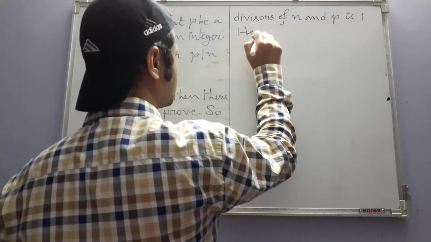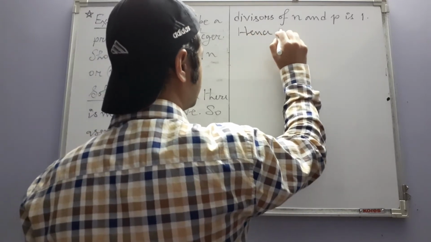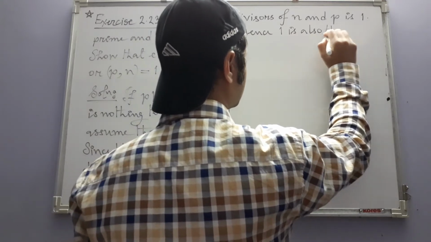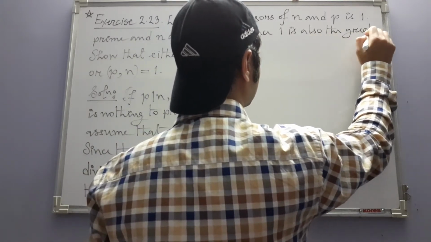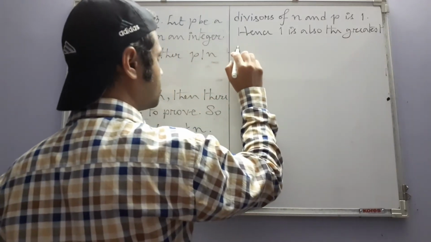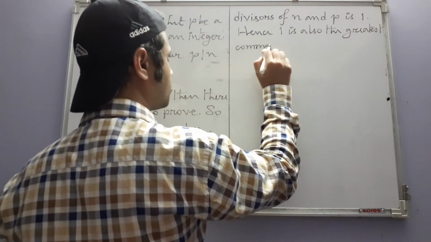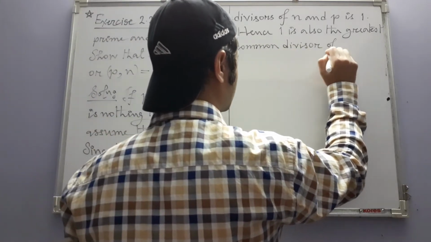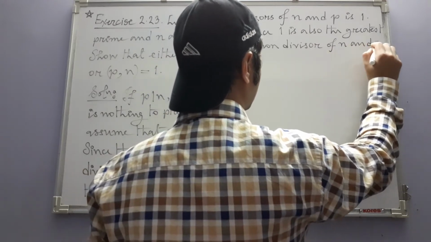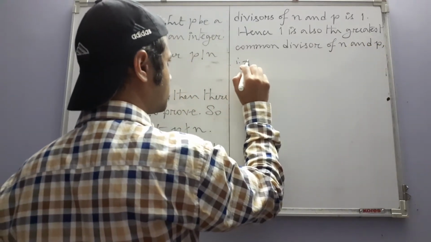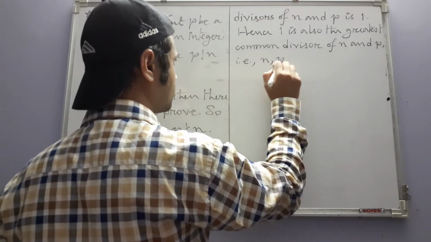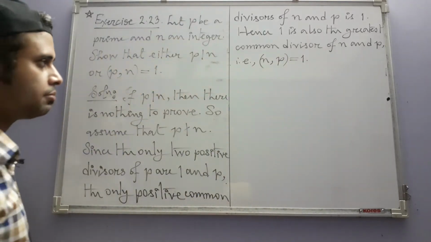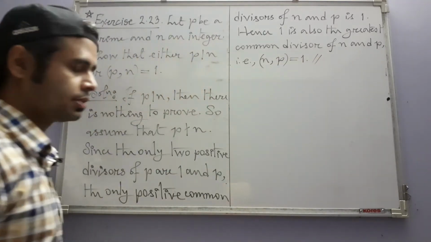Hence, one is also the greatest common divisor of n and p, that is, this is equal to 1. So that completes this third solution.